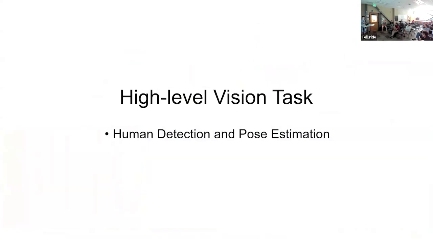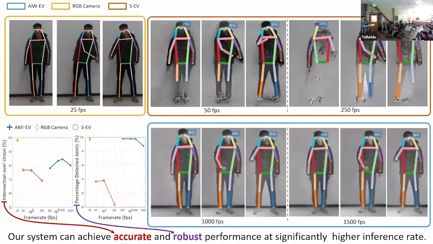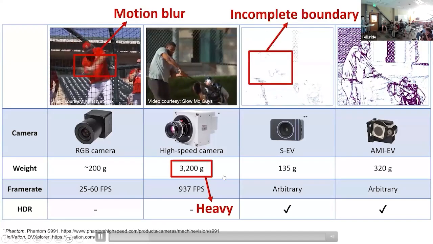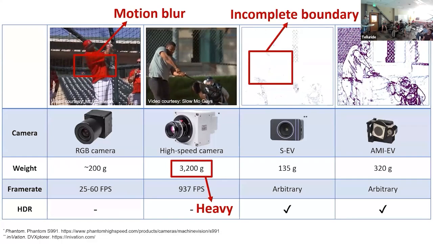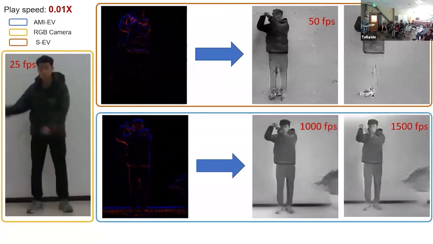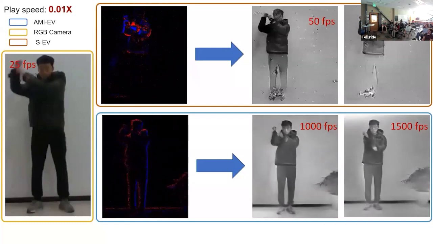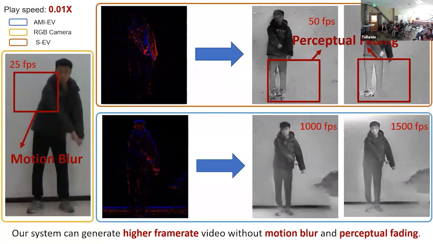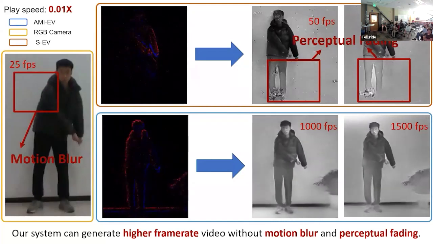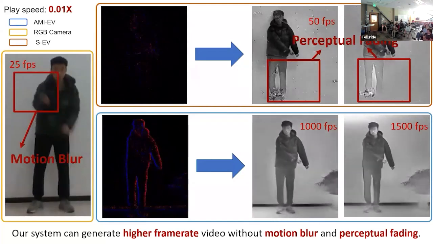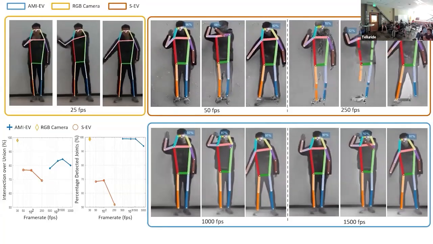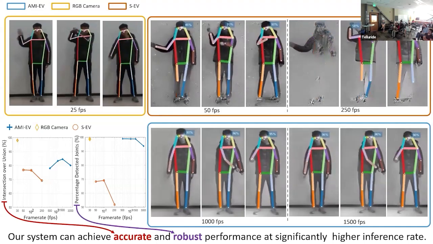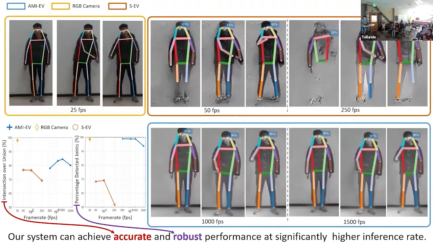So for high-level vision tasks, like human detection and pose estimation: for human detection, our camera can reconstruct the grayscale image at thousands of frames per second without the perceptual fading. And for pose estimation, our camera can even achieve 3,000 FPS with a clean image, clean texture.